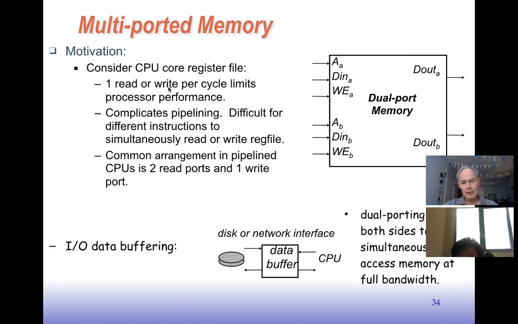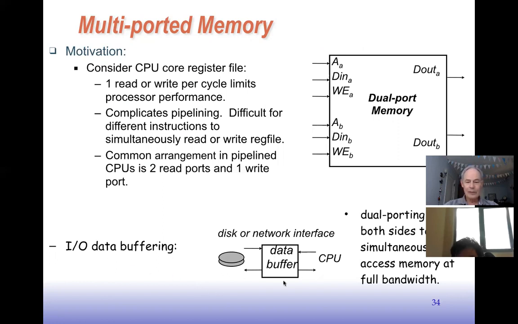What we were talking about a minute ago, those memory blocks, you could only read or write one word at a time. But here we want to read or write, maybe read two words and write another word at the same time. So that's common with CPUs. It's also common with, let's say, I/O buffering.